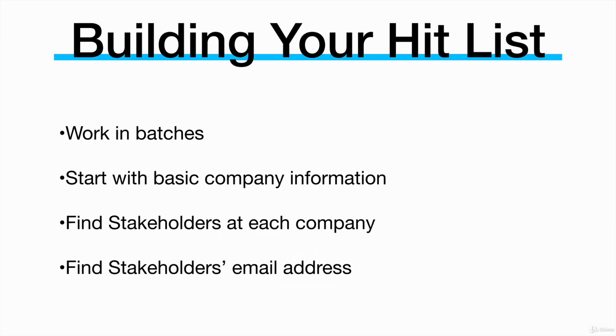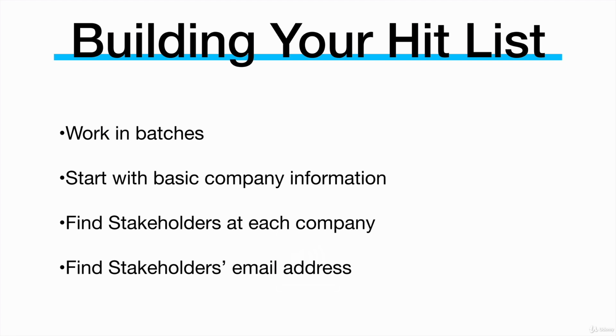So the thing you want to think about when you're starting out with your hit list is you want to work in batches. The problem that most salespeople have is they find someone they want to email and then they send them an email and then they find another guy, they send them an email. And this is a really tedious process and it takes a lot of time because you're constantly switching tasks. So what we're going to do is a system where you find information in batches and you take it one step at a time. And so it's going to save you a lot of time.